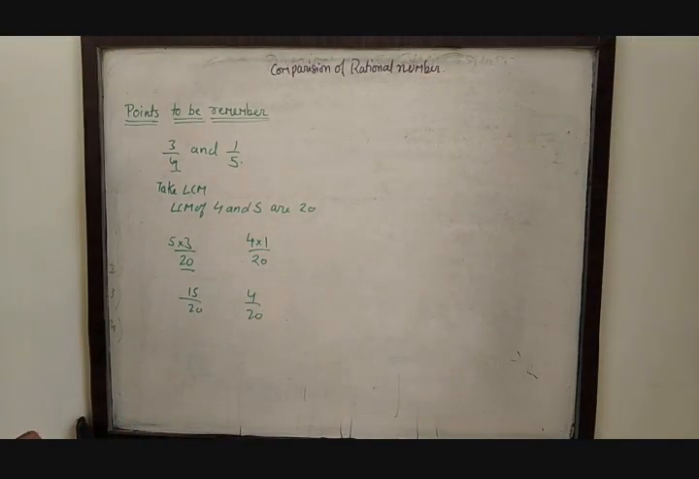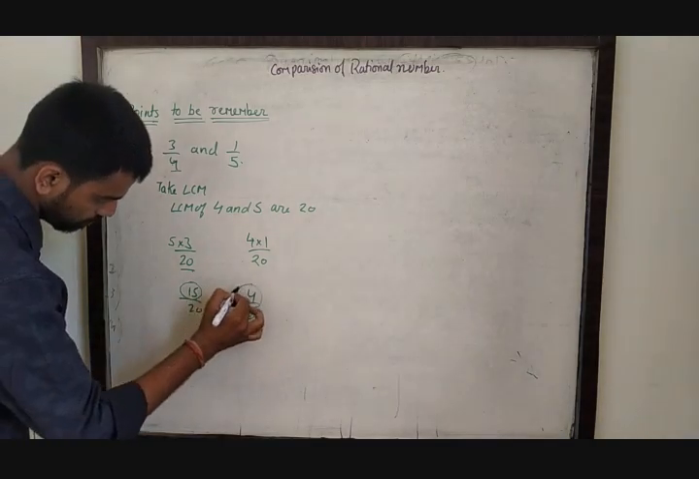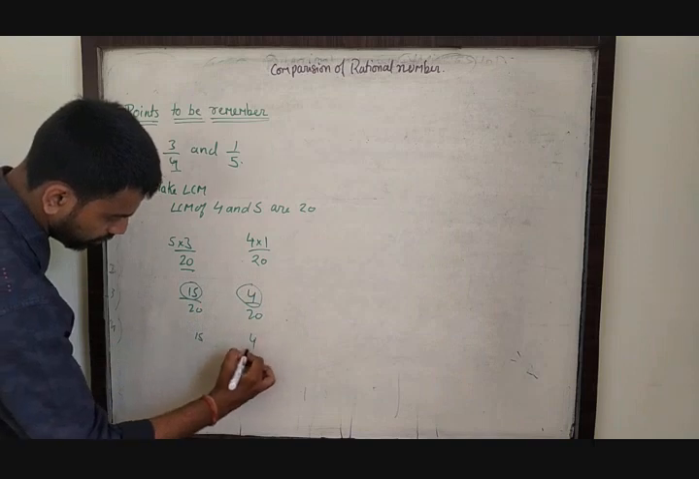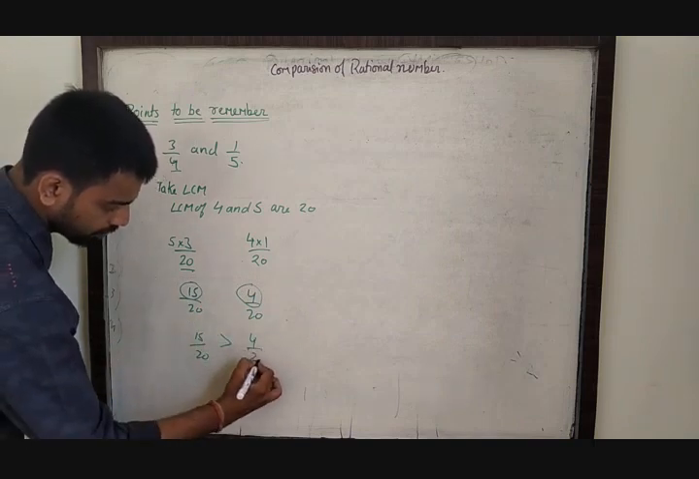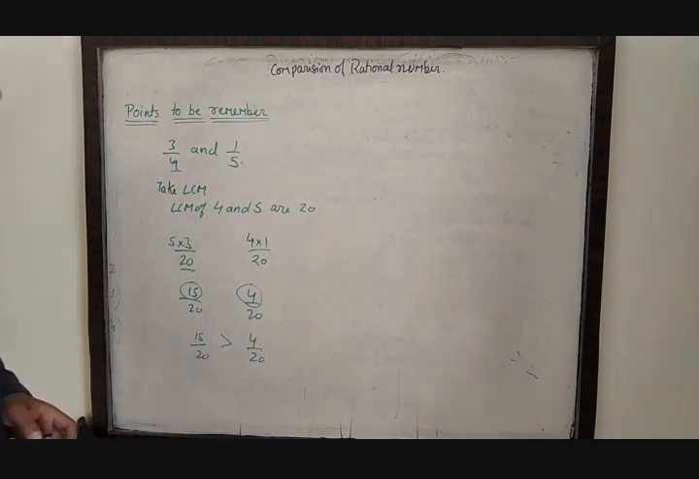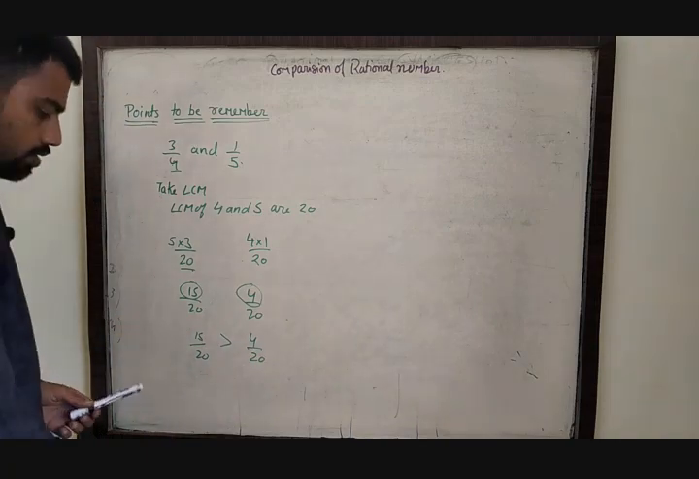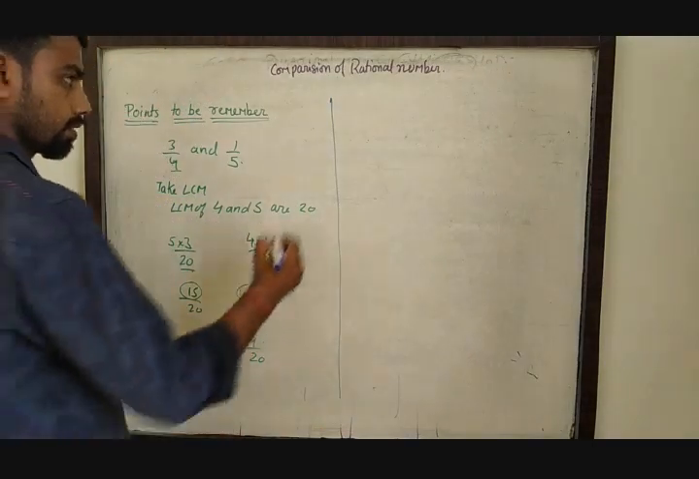4/20. Which one is bigger? See the numerator. 15 or 4, which one is greater? 15 is greater than 4. So therefore 15/20 is greater than 4/20. This is one example. Now you will see the next example.